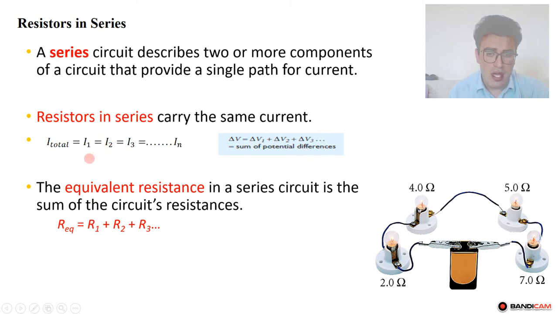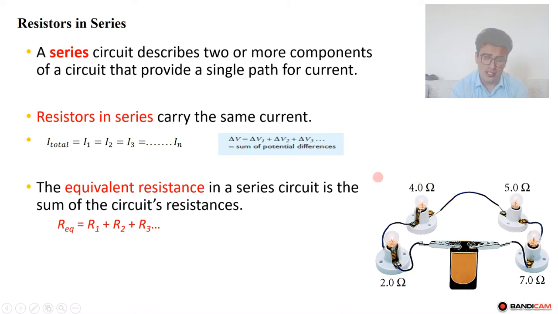Dear student, how can we find the equivalent resistance? The equivalent resistance in a series circuit is the sum of the circuit's resistances. For example, if you find the total resistance of the circuit, what will you do? You will just add the resistance of each component, dear student. For example, R1 plus R2 plus R3.